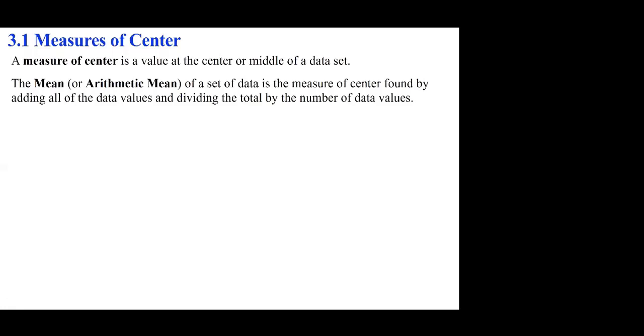Let's start with the one that I think everybody is familiar with, known as the mean or arithmetic mean. Sometimes we refer to it as average, but normally in statistics we use the terminology the mean. So the mean or arithmetic mean of a set of data is the measure of center found by adding all of the data values and dividing the total by the number of data values. Simply put, add them up, divide by size.